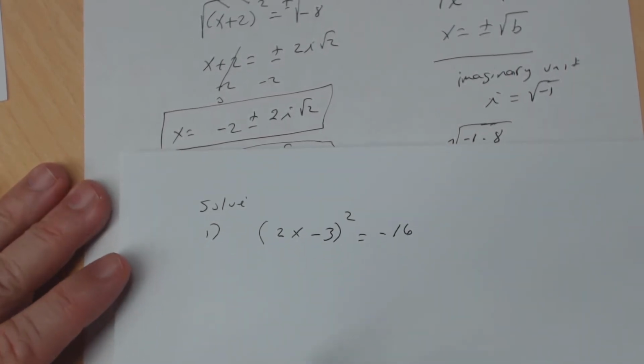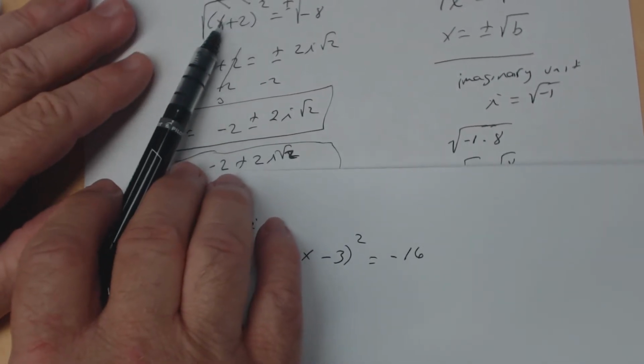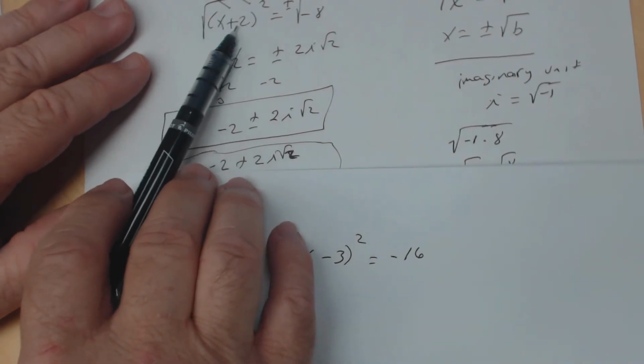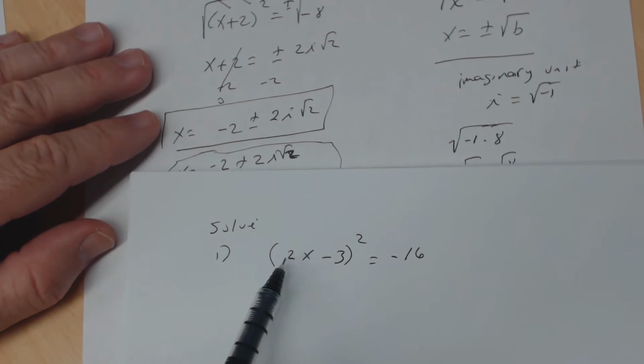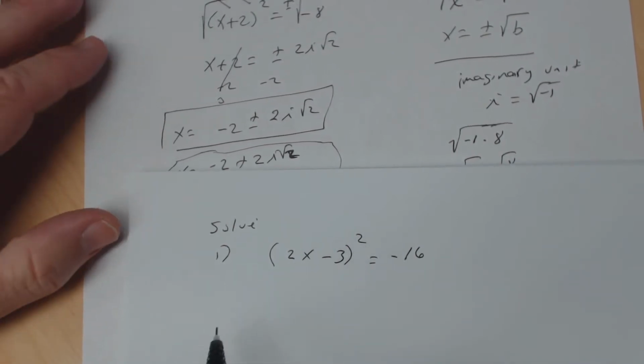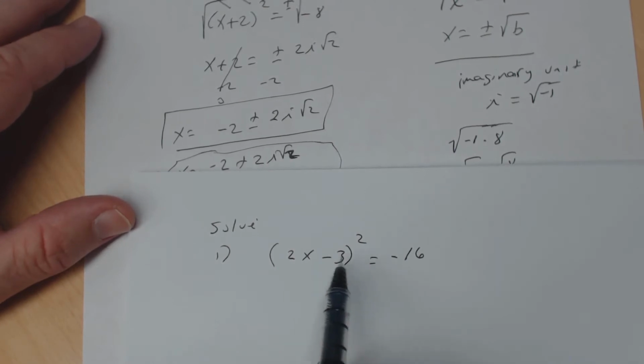Now, the difference between this one and the one we did a while ago is, if you look at what was inside the parentheses, the base, the coefficient of x was 1. Here, the coefficient of x is not 1. So that's going to be the only difference. Everything else will be the same. So I want to solve this quadratic equation.